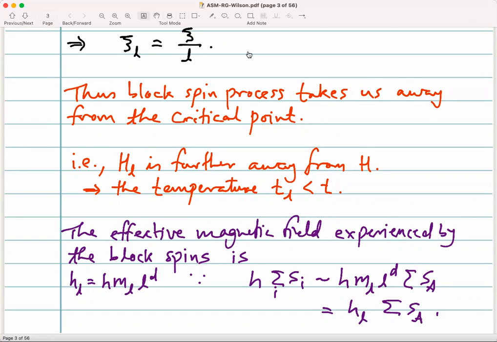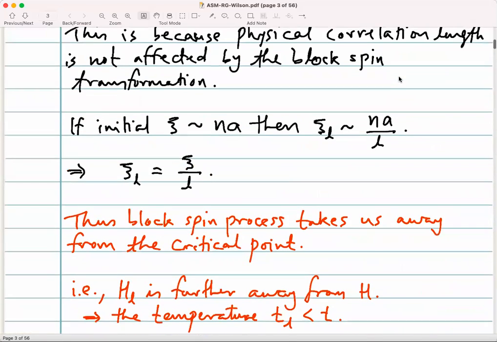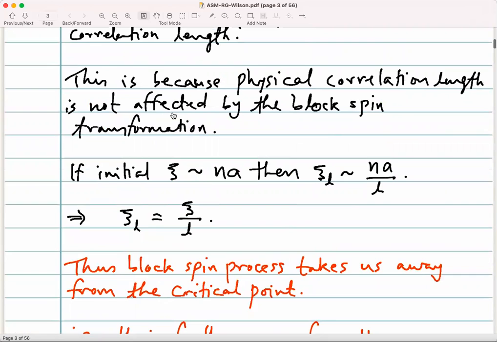But this is the picture that the block spin would give you. With respect to the initial description, the distance will look different, but it is actually exactly the same. The realistic distance is still the same. That's what I'm saying: the physical correlation length is not affected. But with respect to block spin, it would appear that you are going away from the critical point. The critical point is something physical, right? Then how can just modeling say we are going away from the critical point?